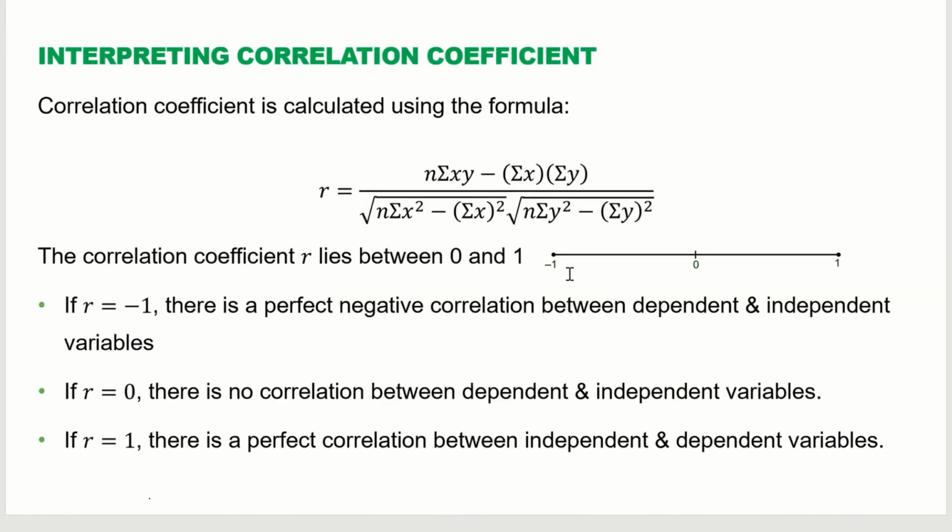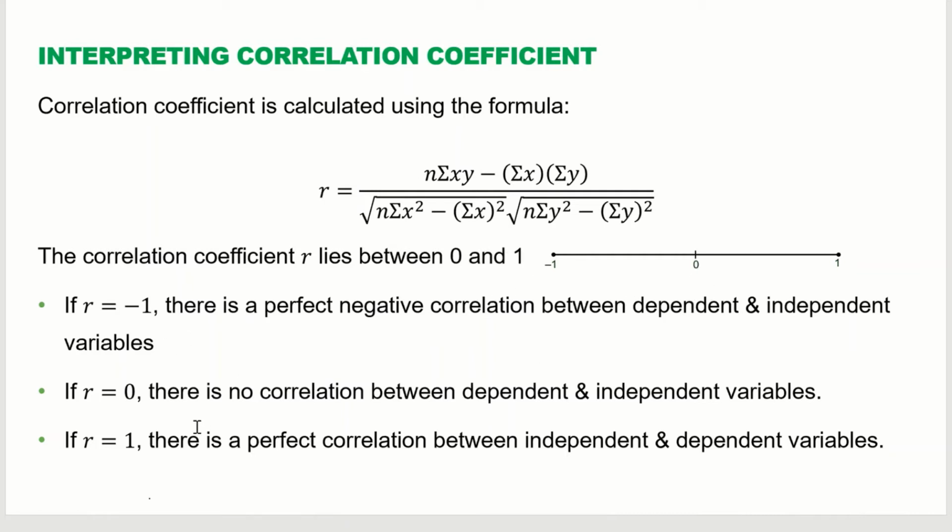The value of r ranges from -1 up to +1. It cannot be more than +1 or less than -1. So the absolute value of the correlation coefficient lies between 0 and 1. If r equal to -1, there is a perfect negative correlation between dependent and independent variable. That is the meaning of that.